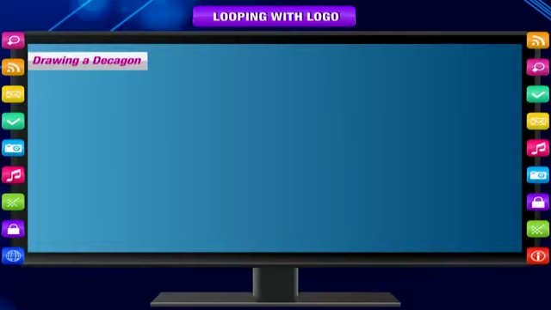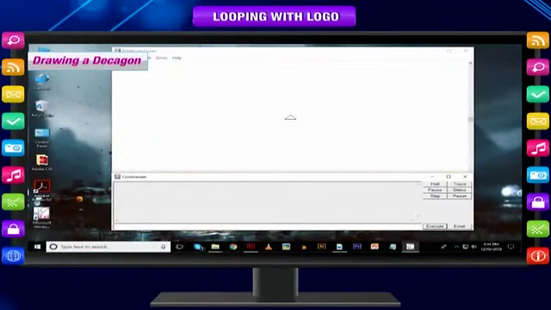Drawing a decagon. Number of sides 10. Repeat 10 times. Degree of turn 360 by 10. Command used: repeat 10 [FD 100 RT 360 / 10].